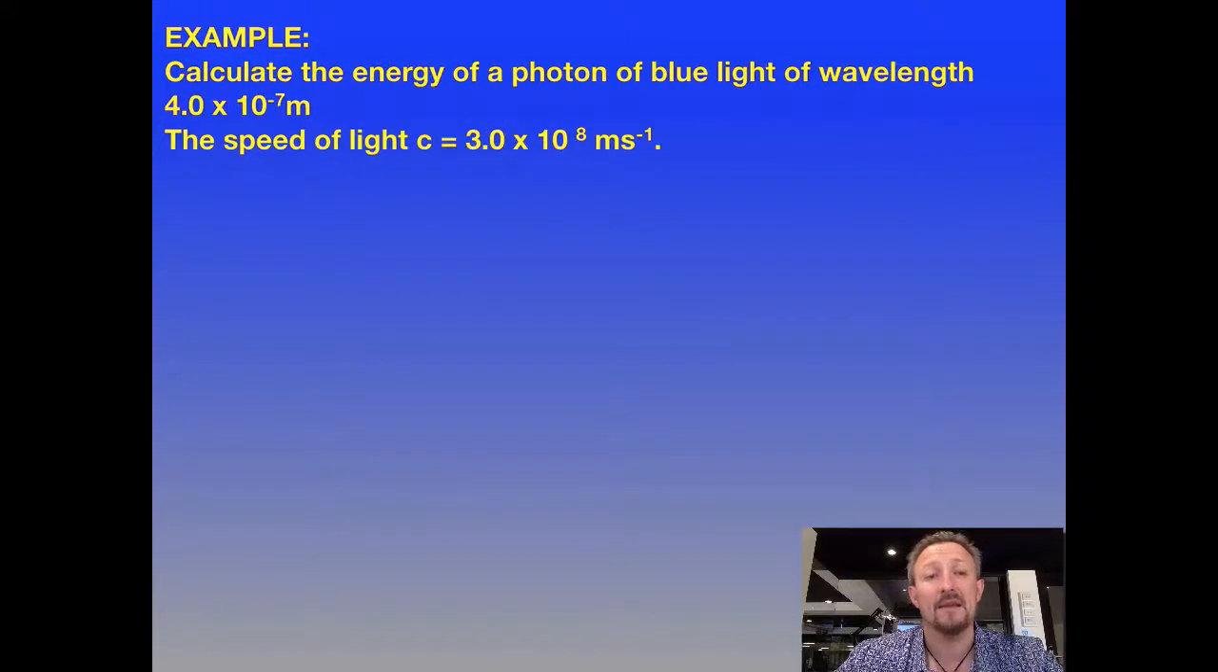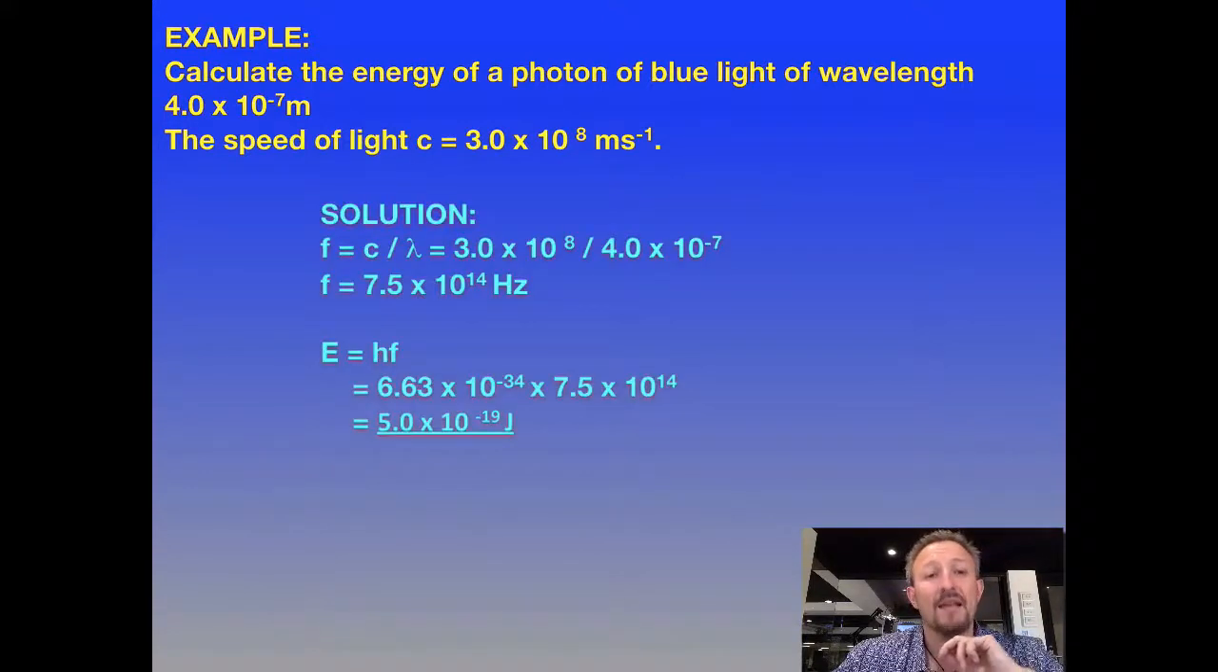So let's look at a little example. Here we're going to calculate the energy of a photon of blue light of wavelength 4 times 10 to the negative 7 meters. We know that the speed of light is 3 times 10 to the 8 meters per second, and we also know Planck's constant, which is 6.63 times 10 to the negative 34. So we substitute that into our equation, and as a result we end up with 5 times 10 to the negative 19 joules.